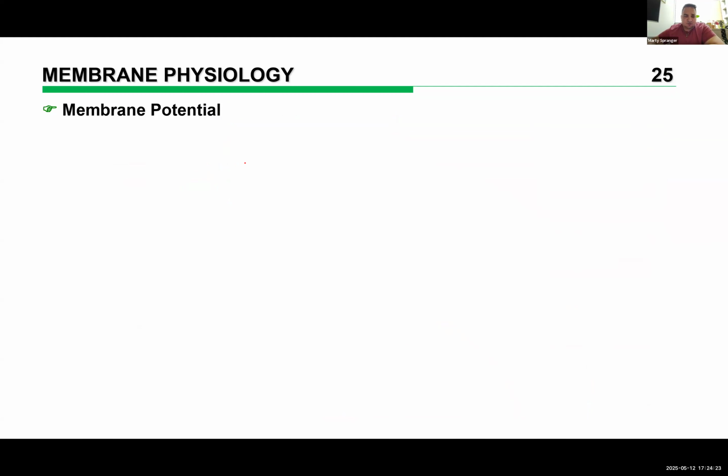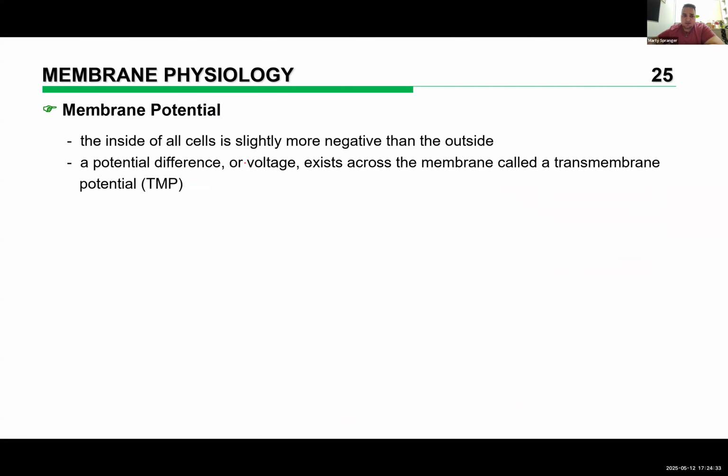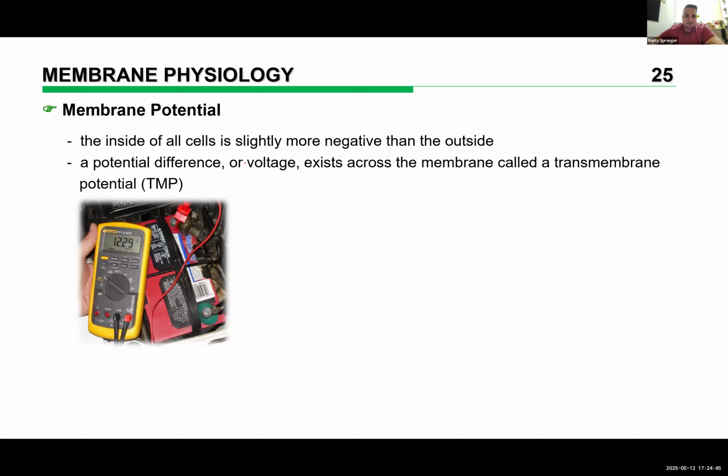All right, membrane potential. I'm going to give you just some basics here, but we'll go into more detail, obviously, when we get to neurophysiology. So I said cells are more negative on the inside than the outside. And that potential difference across the membrane, we consider to be a transmembrane potential. Does that make sense? So there's a TMP, this voltage across the cell.